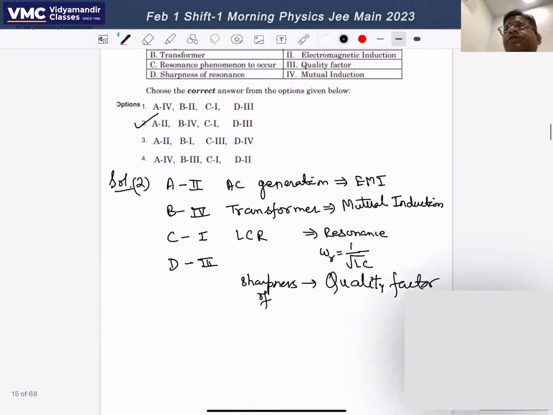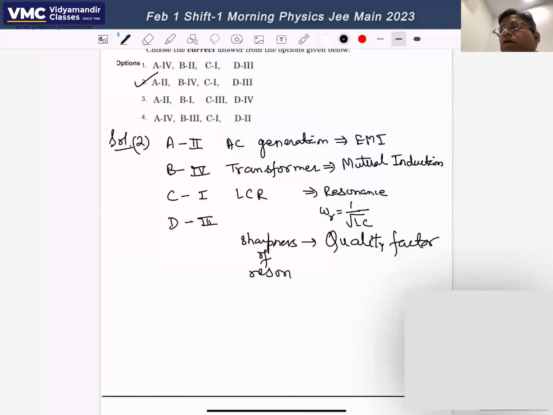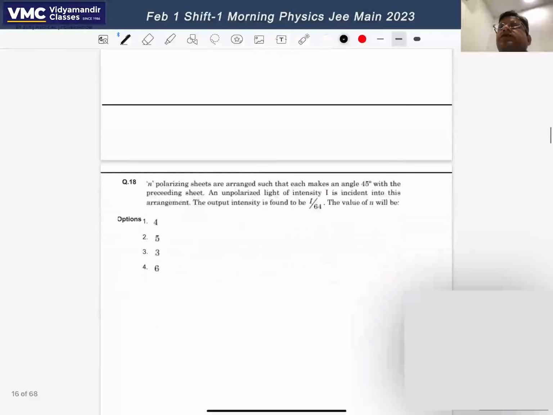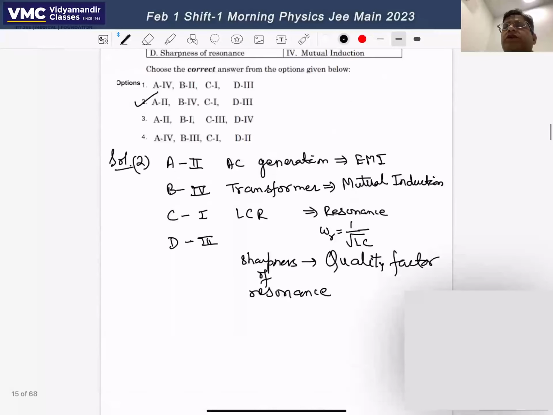Sharpness of resonance. So the quality factor is defined as the sharpness of resonance. So option 2 is correct.